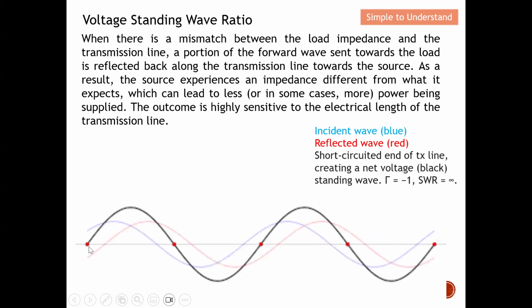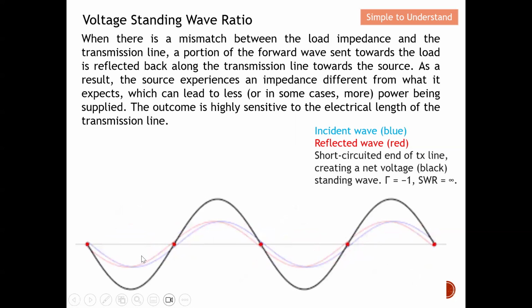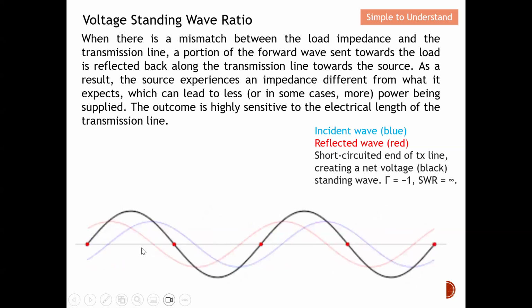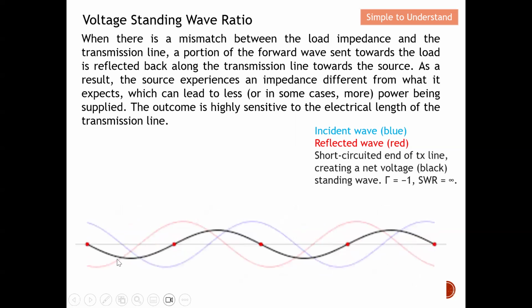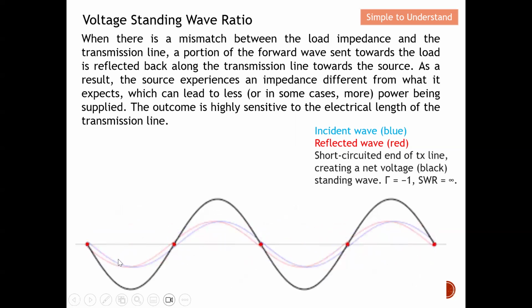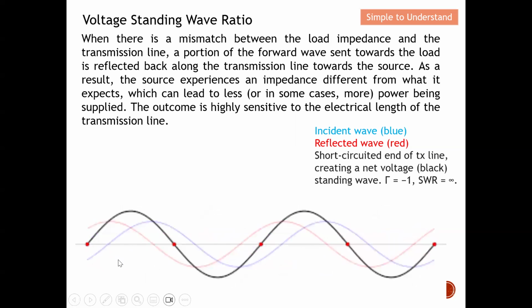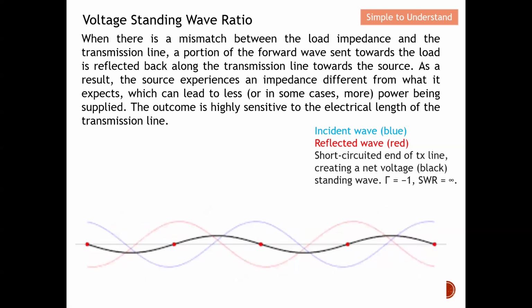So why is this called a standing wave? Because you can see that the black wave doesn't actually move. As I mentioned earlier, the blue wave moves to the right, and the red wave moves to the left. But the black wave is stationary. So this is the meaning of standing wave, because it doesn't move as compared to the incident and reflected waves.